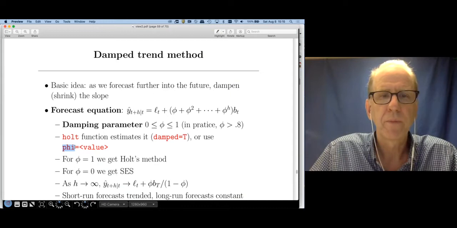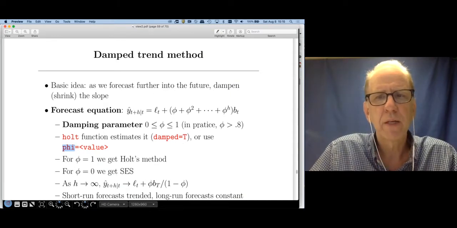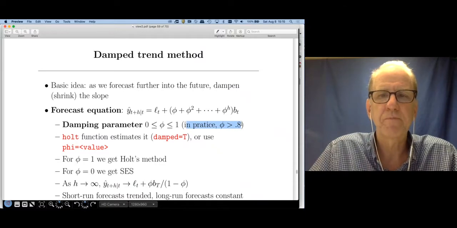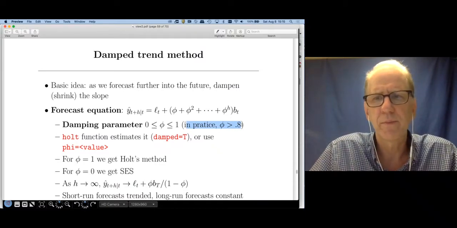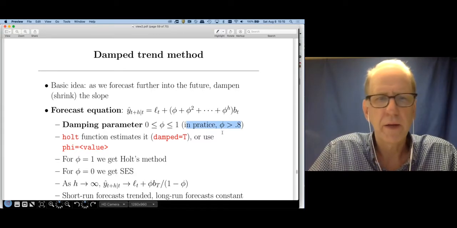In practice, let me just mention, this decays pretty quickly, so we usually would never choose a phi less than, say, 0.8, which is what the textbook recommends, and I agree with that.